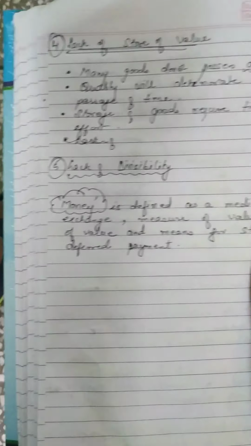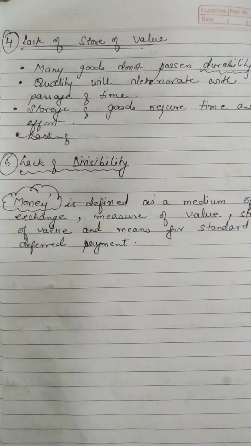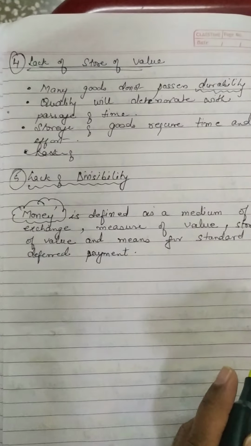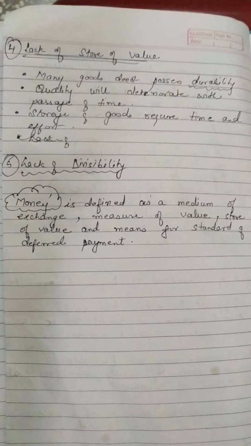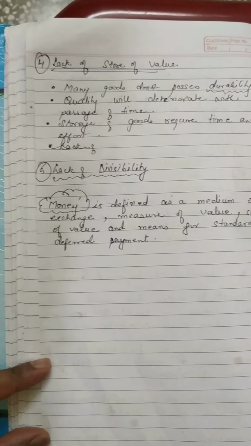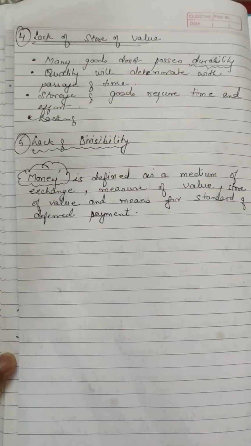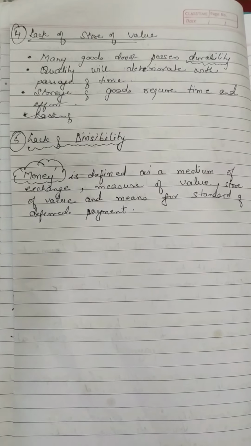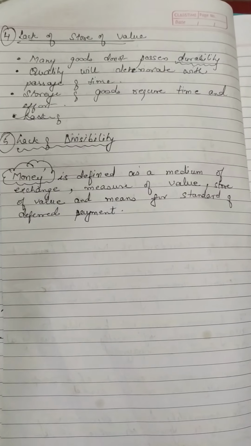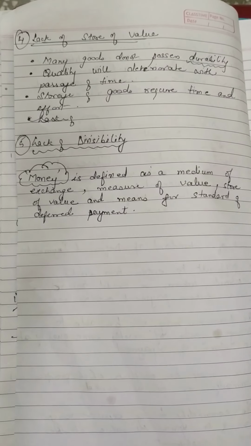Your next limitation is lack of store of value. Now, as you can see, we are storing money in the form of wealth by keeping it in our lockers or in our banks, by investing into some security. So we can store our wealth.